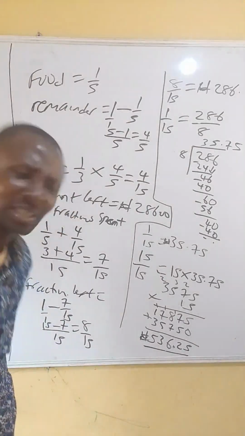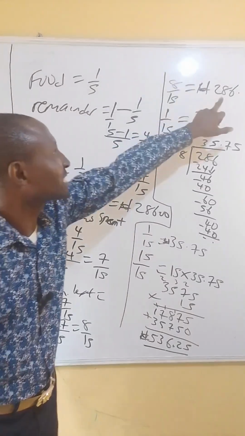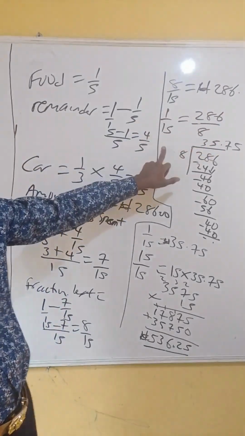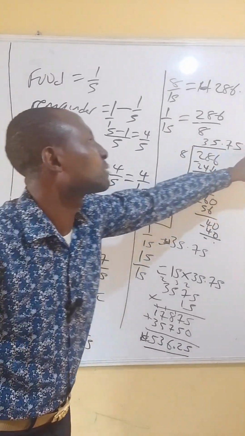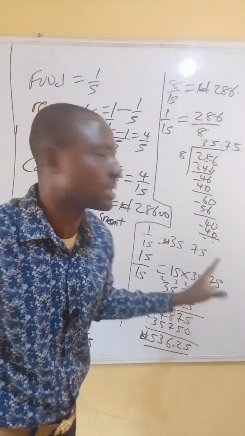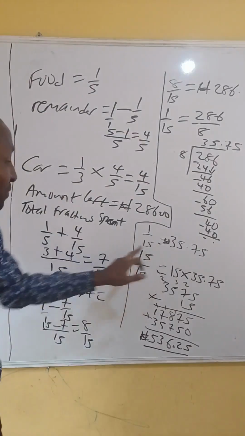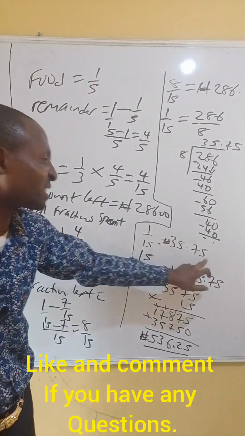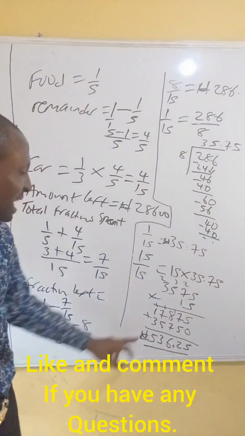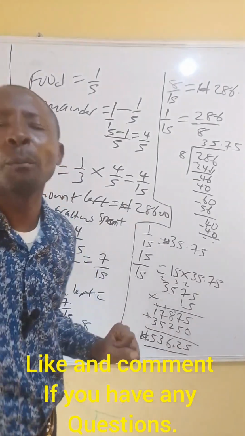Please don't forget, you find the fraction left. Find 1 out of it, divided by 8. Money will always be in 2 decimals. So if you have more than 2 decimals, approximate to 2 decimals. This is 1 out of 15. So the total money should be 15 out of 15. Go ahead and multiply that 35 naira 75 kobo by 15. I got 536 naira 25 kobo.